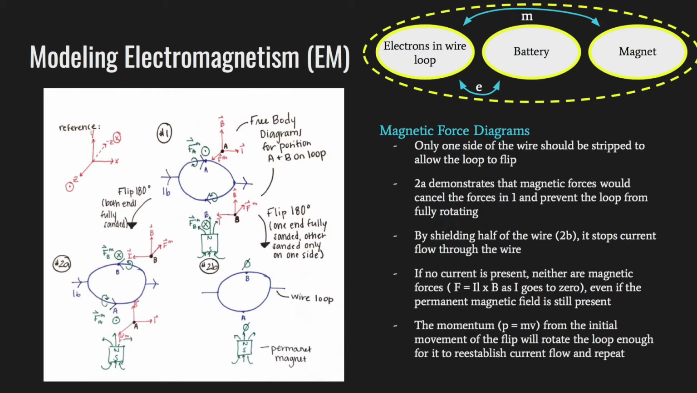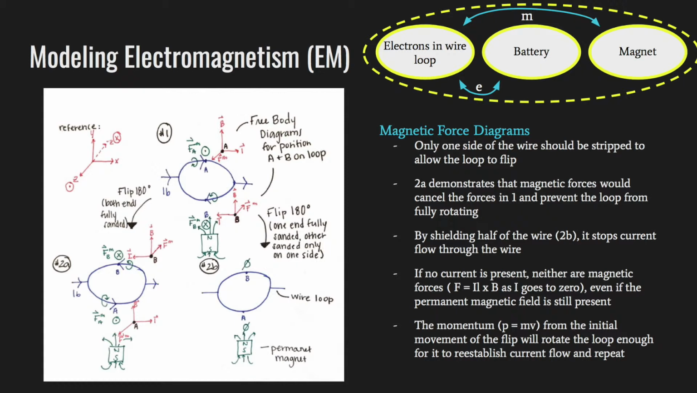In order to allow the wire to flip, only one side of one end of the wire should be stripped, while the other can remain fully stripped. The magnetic forces shown in the figure in situation 1 will be canceled out as the loop flips to position 2A if the wire is not shielded to prevent the current from generating the opposing forces.